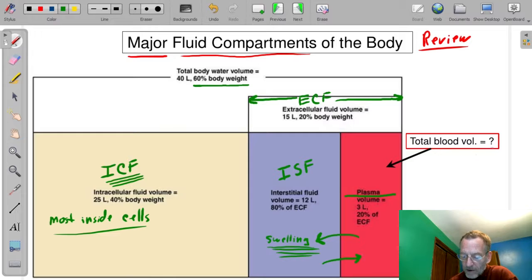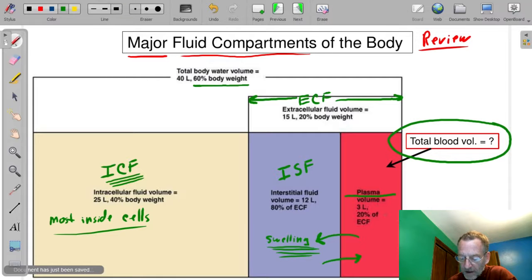And I put a note over here to think about the total blood volume, with a question mark. Here the plasma volume is about 3 liters. So is that saying that there are about 3 liters of blood in the body? Well, no, it's more than that.